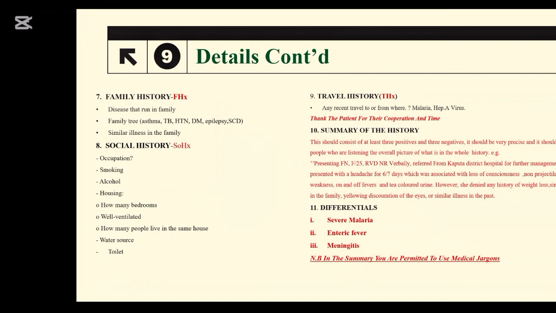So having said that, we move to what is called family history. In the family history here, like I said, it's about identifying the diseases that run in the family. So you ask about any family history of asthma, TB, hypertension, DM, epilepsy, and sickle cell disease.